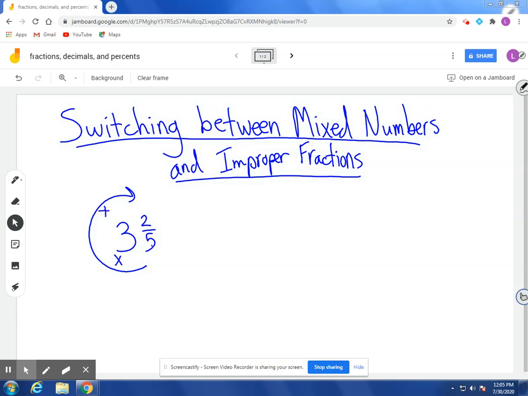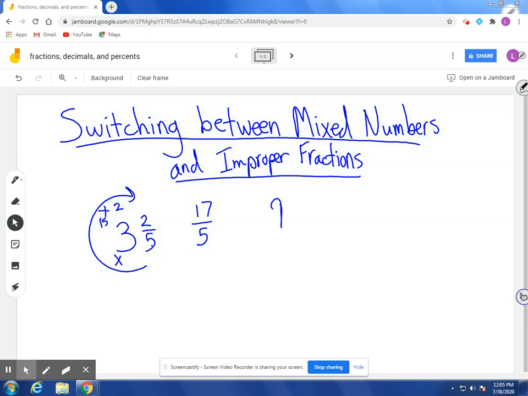So I'll go 3 times 5, which will give me 15. And then I'm going to add 2 to get 17 over 5. And that's how you go between a mixed number and an improper fraction, where the numerator is larger than the denominator. Let's do another example.